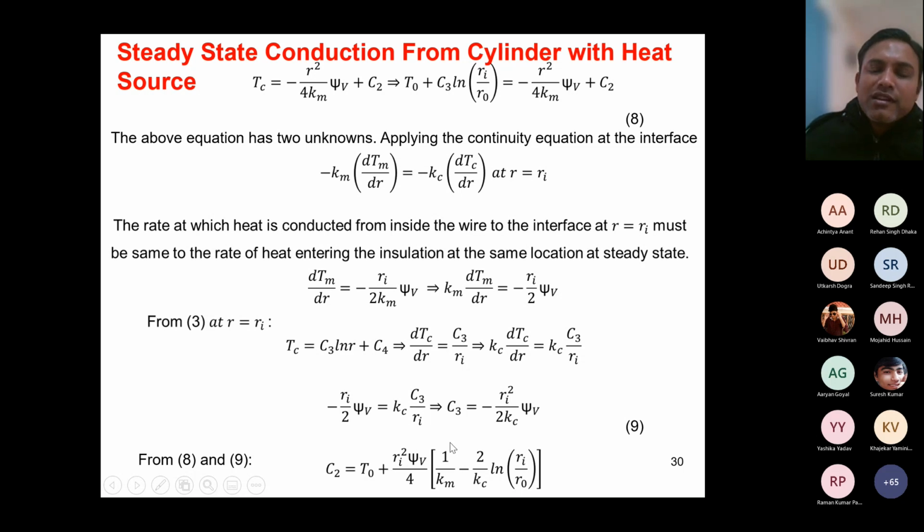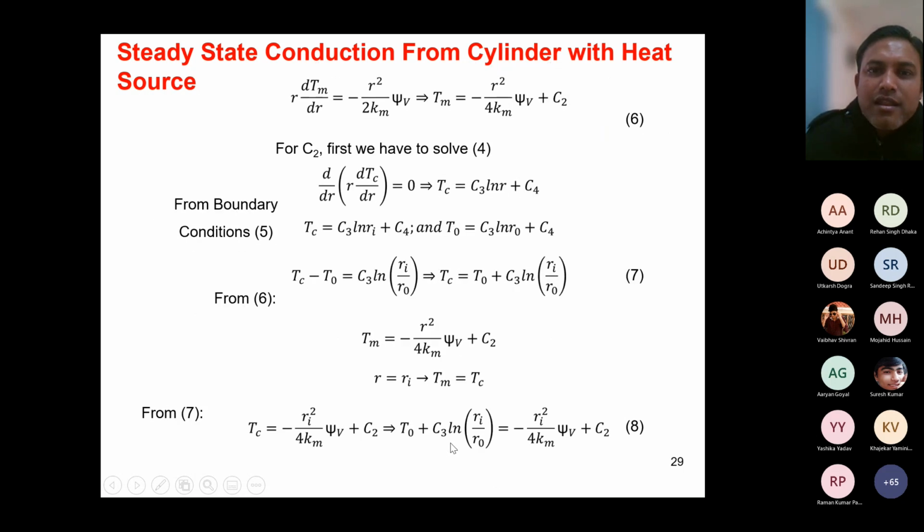We can put this C3 and C2 in the original temperature distribution equation. So this is the temperature distribution equation for the metal wire. We can put this C2 here and we can find out how the temperature distribution across the metal wire is going to be. Similarly, we can put C3. Remember, from this we can calculate Tc minus T naught. From this equation we can calculate C3, isn't it?